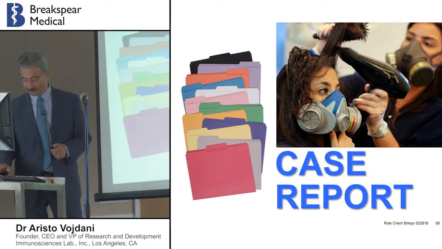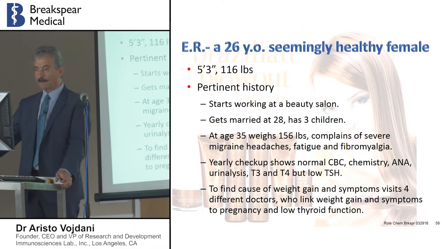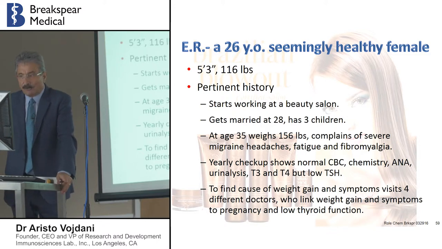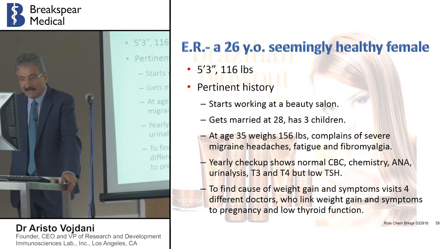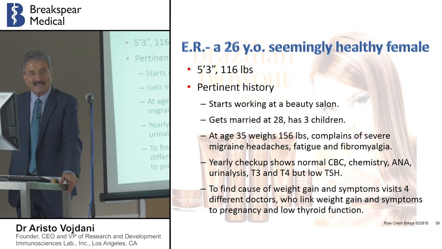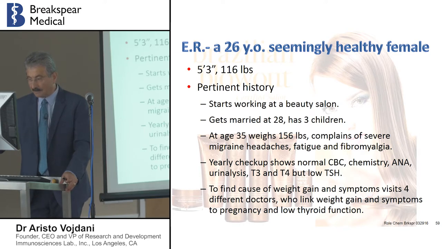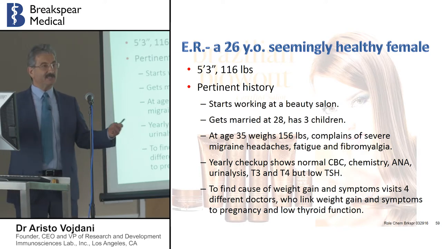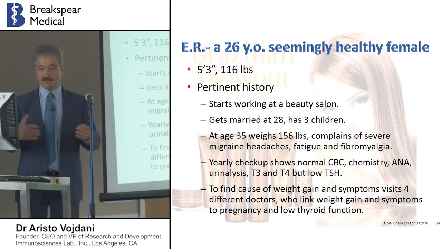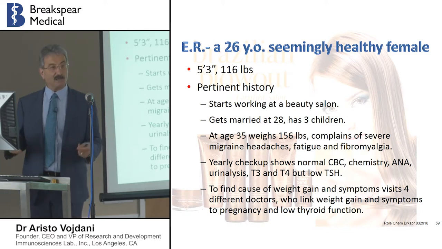Okay, so a case report. A case report of 26-year-old female working in a beauty salon, gets married at age 28, by age 35, three children, 156 pounds. Complains of severe migraine headaches, fatigue, and fibromyalgia. Their yearly checkup, CBC, chemistry, anti-nuclear antibodies, urinalysis, T3, T4, TSH, almost everything normal.